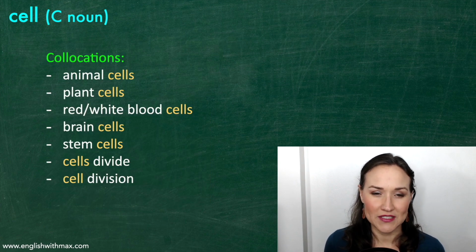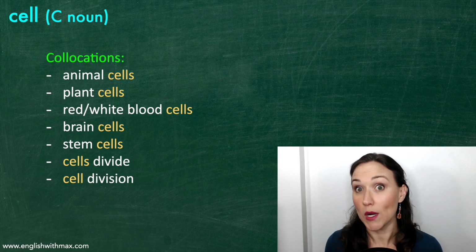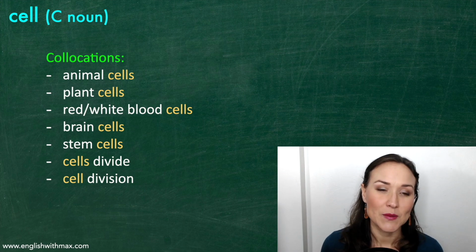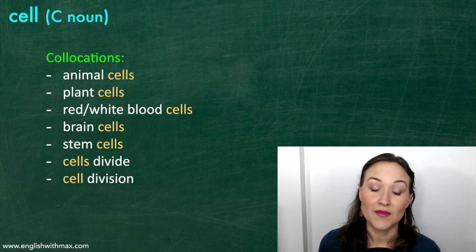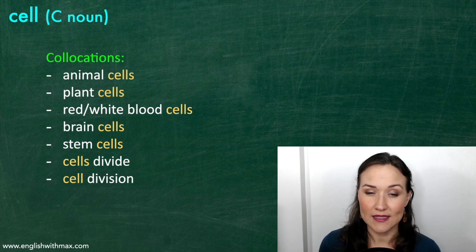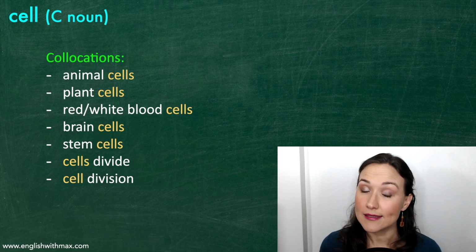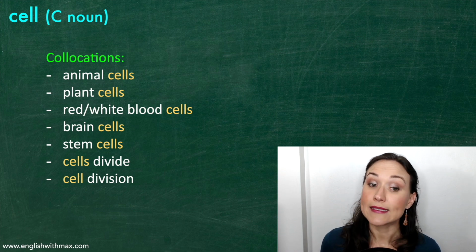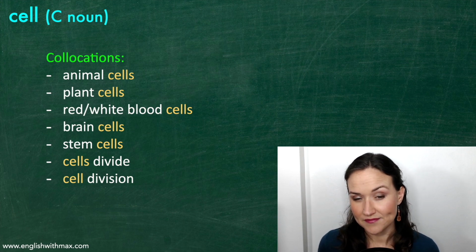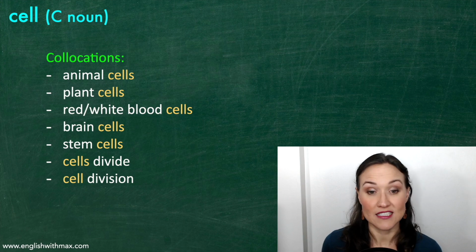Let's see some collocations. I've put these in the plural because more often than not we talk about more than one cell. We have animal cells, plant cells, red or white blood cells, brain cells, stem cells. We also often say that cells divide, and if you make that into a noun, we have cell division.